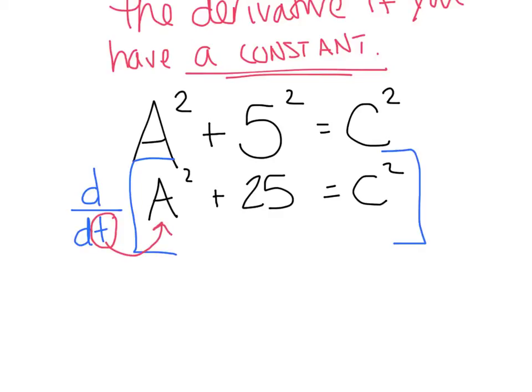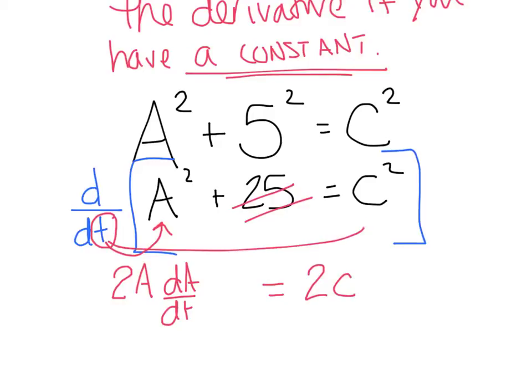So the derivative of a squared is 2a. A does not match t, so dA dt. Again, here's why we love constants. The derivative of a constant is 0, so that's gone. The derivative of c squared is 2c. Those variables don't match, dc dt. And now it's pretty nice.